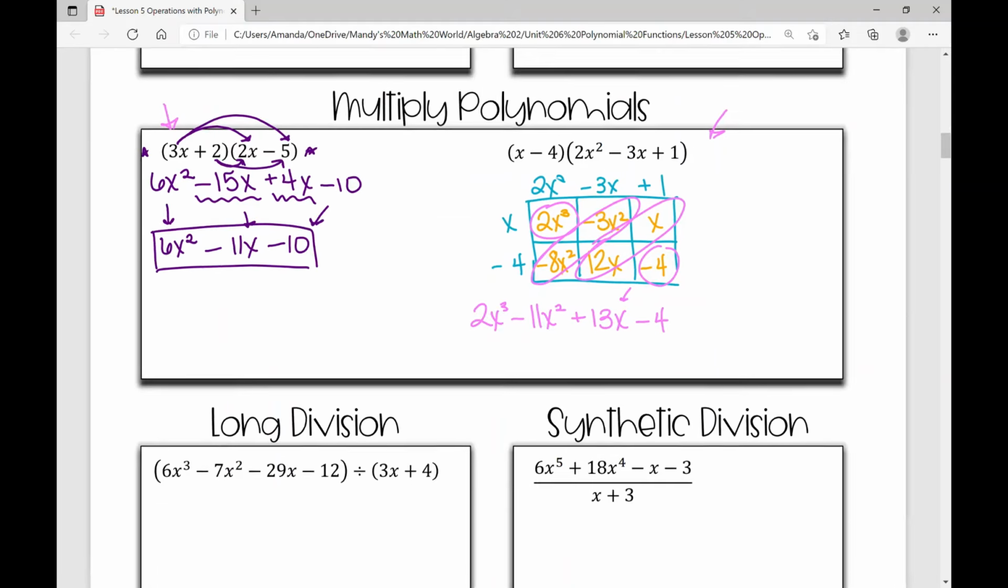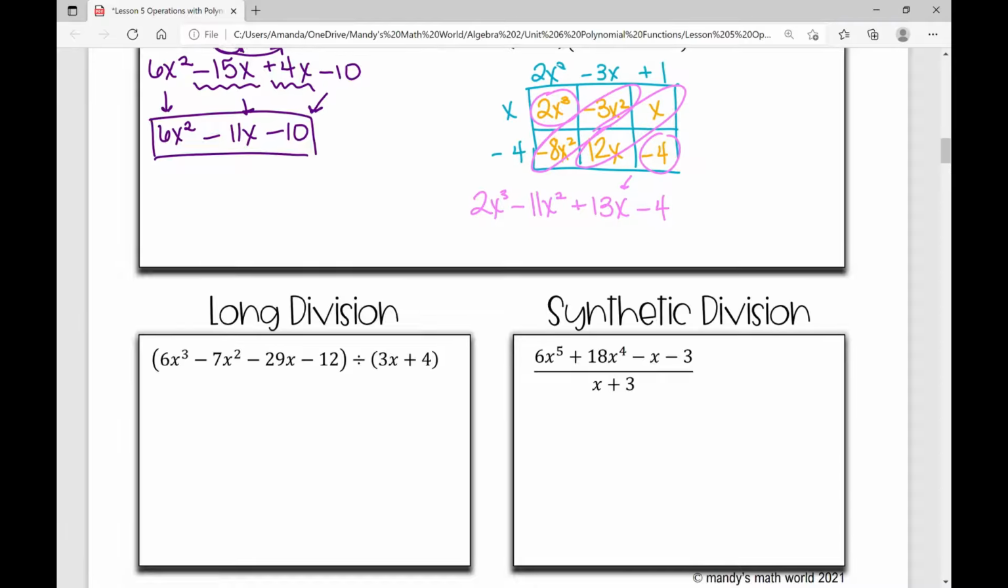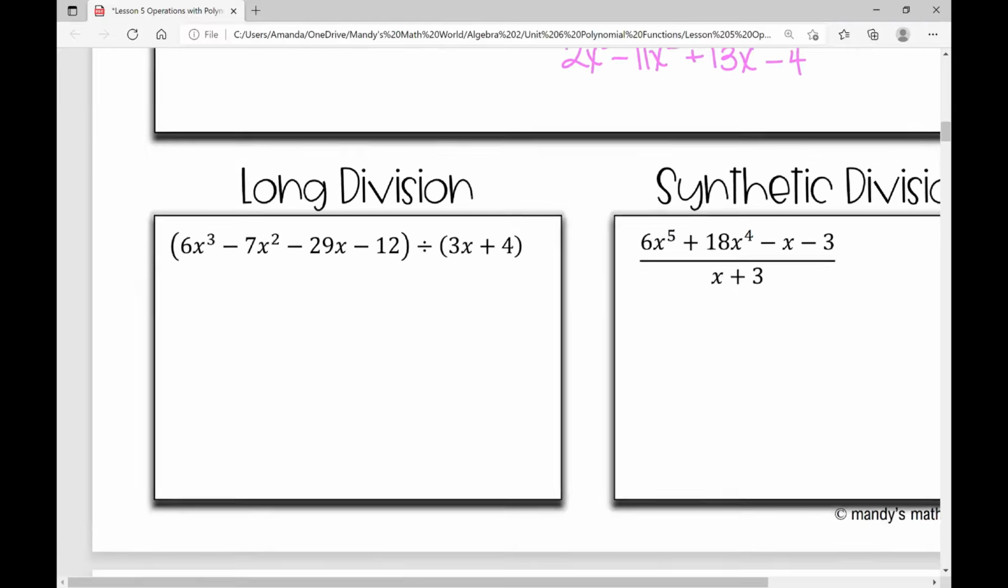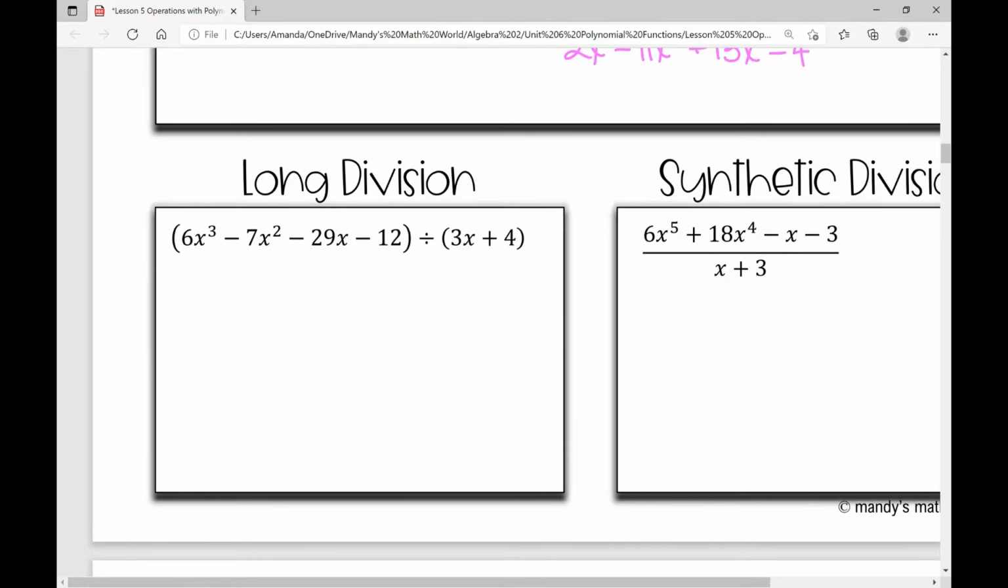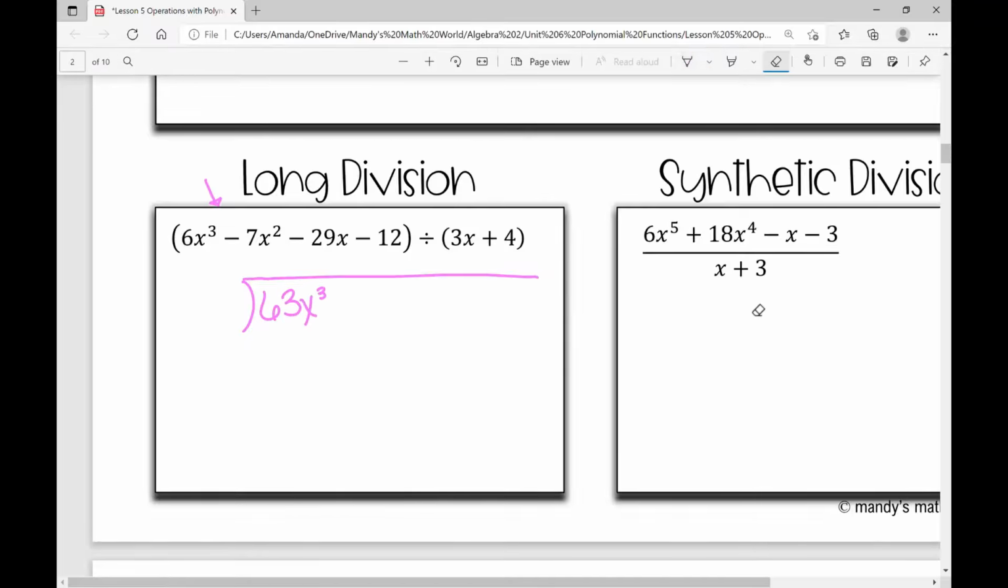So moving on, we're going to talk about polynomial long division and synthetic division. First, long division. What we're going to do is take this polynomial, our dividend, 6x cubed minus 7x squared minus 29x minus 12, and divide it by this binomial right here, which is 3x plus 4.